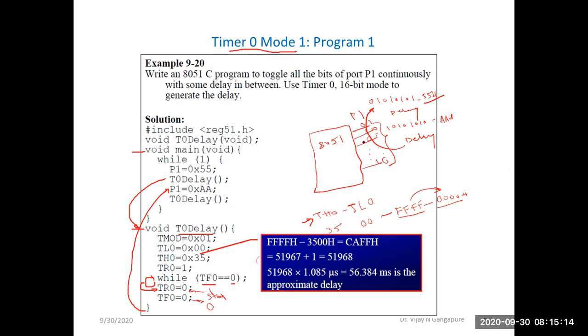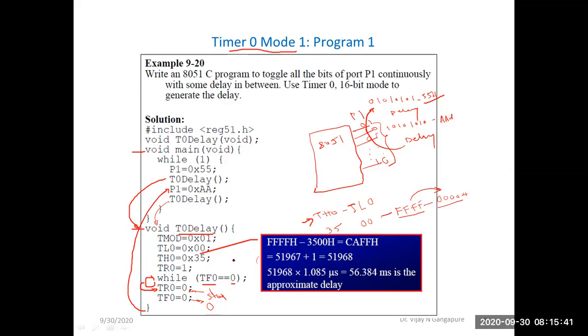So now we are outputting, or toggling, the port 1 pins, because previously we outputted 0101 0101, and now we will output 1010 1010. Okay, and after outputting this, means toggling the port 1 pins, again I am calling the same delay, again control will come here, in this function, and it will generate a particular time delay.